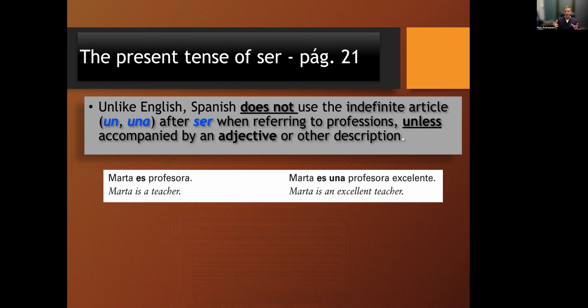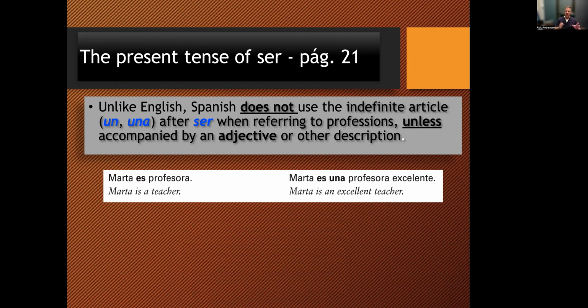On page 21, unlike English, Spanish does not use the indefinite article after ser unless it's accompanied by an adjective. So in English, we say Marta is a teacher. In Spanish, we don't need to say a. Marta es profesora. But if she's an excellent professor, excellent teacher, Marta es una profesora excelente.